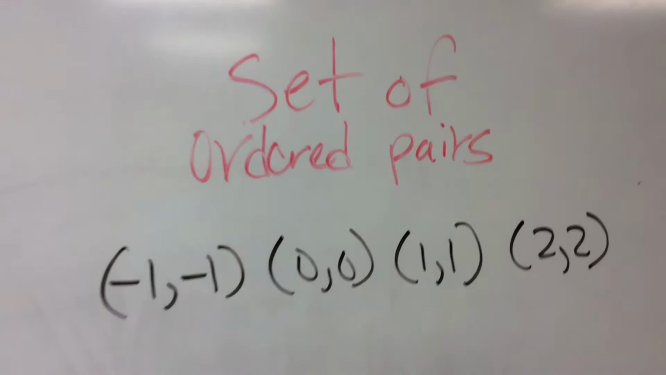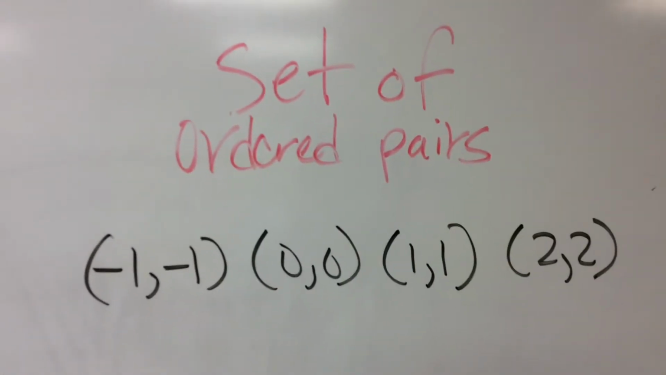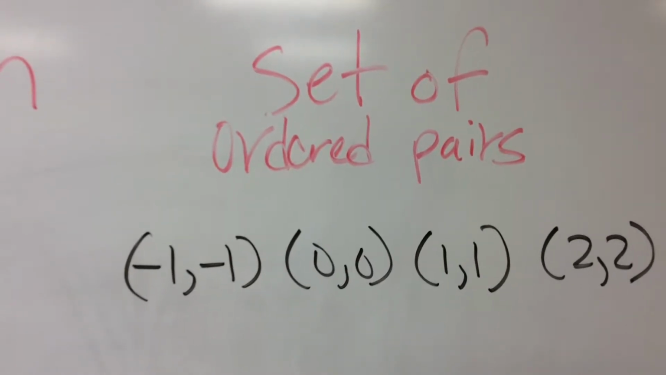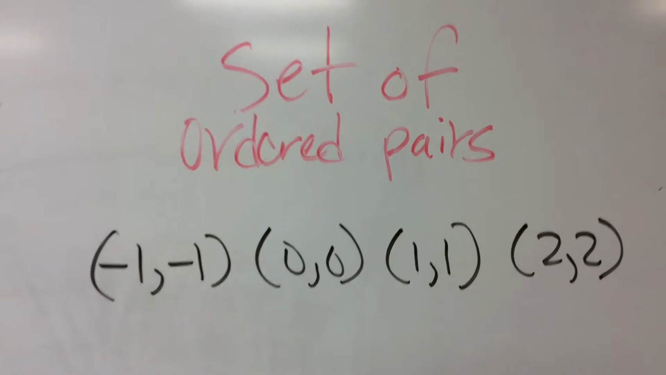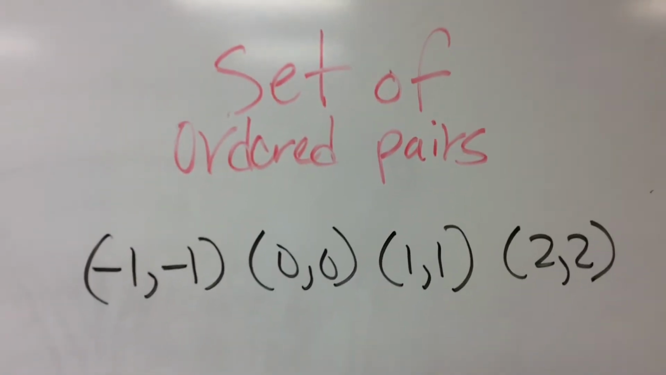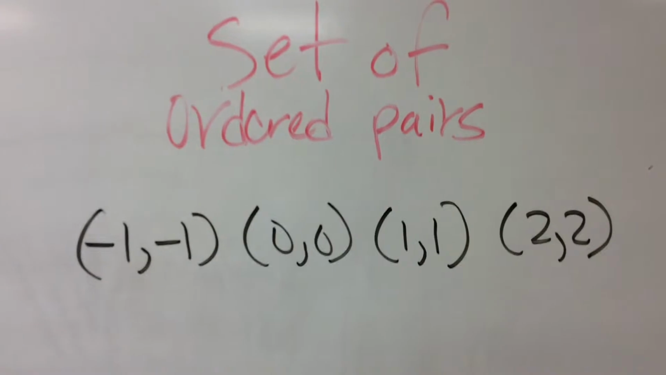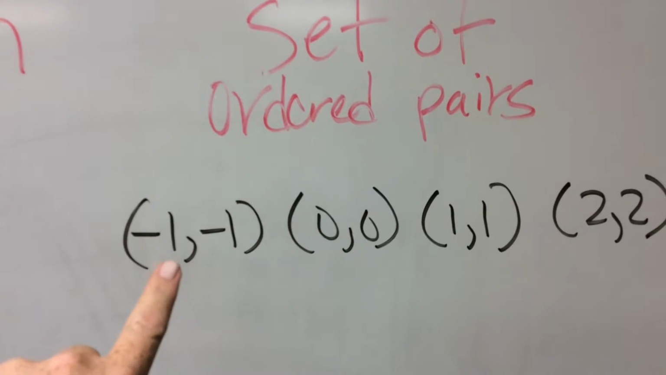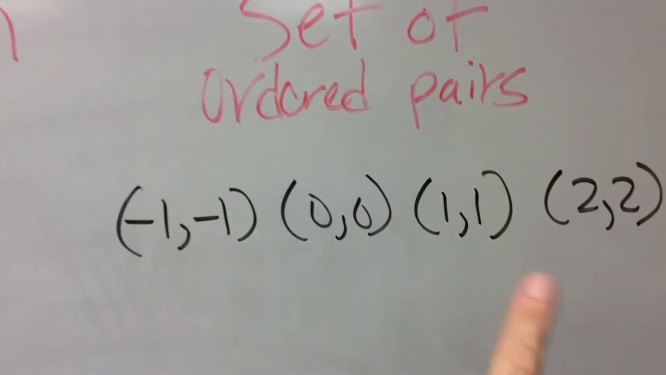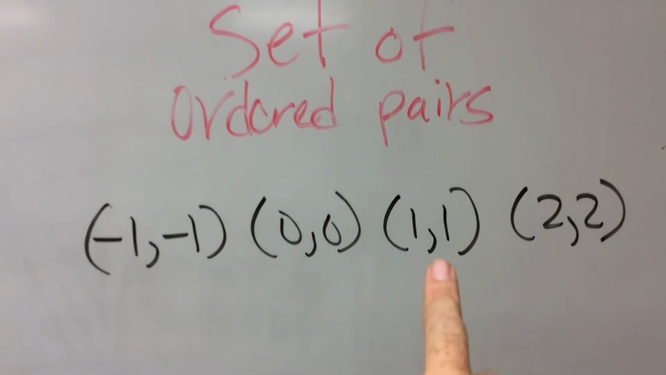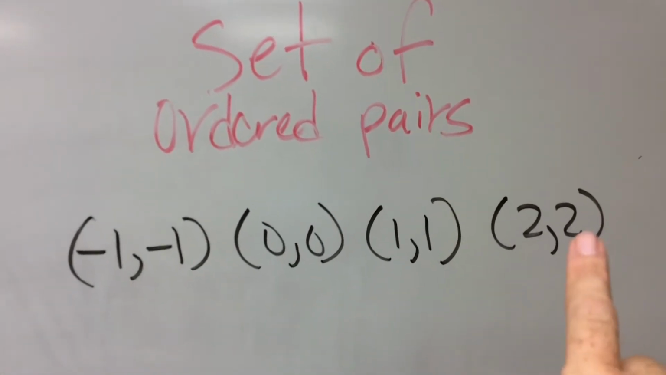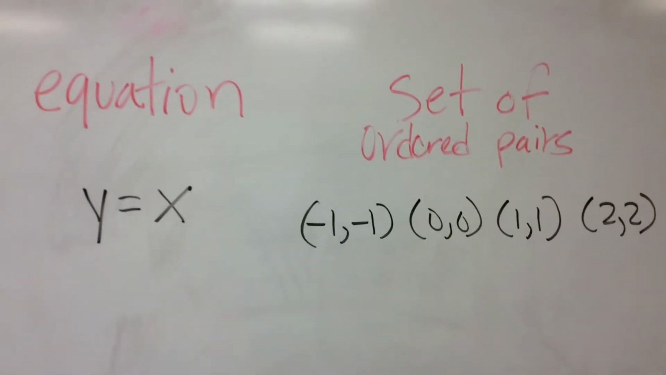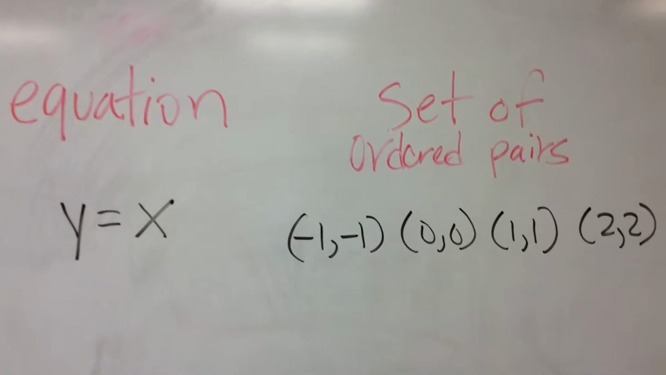Another way is through a set of ordered pairs. In a set of ordered pairs, each thing that's paired up goes together inside of parentheses. For example, with y equals x, whatever the x number is, the y number is the same thing. And you can see that here we have x is negative 1, y is negative 1. X is positive 1, y is positive 1. X is positive 2, y is positive 2. So these two things, the set of ordered pairs and the equation, are the exact same thing. They're just two different ways of showing the same information.